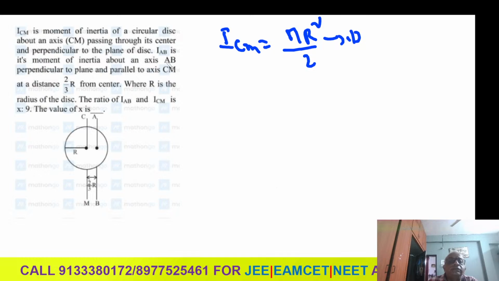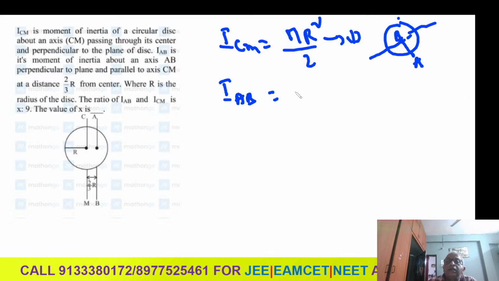That is ICM. IAB is the moment of inertia about an axis AB, perpendicular to the plane and parallel to the axis CM, at a distance of 2r by 3. So you are taking one axis passing through the center of mass, the z-axis. Next, you take one more axis, the second one, that is IAB. This is A, this is B.